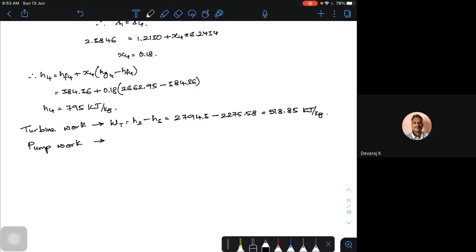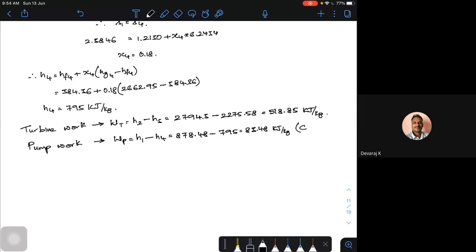Then what is my pump work? The pump work WP is equal to H1 minus H4. Your H1 is 878.48 minus, just now we calculated H4, which is 795. So I'm getting roughly 83.48 kilojoules per kg. This is compressive work, that is negative.